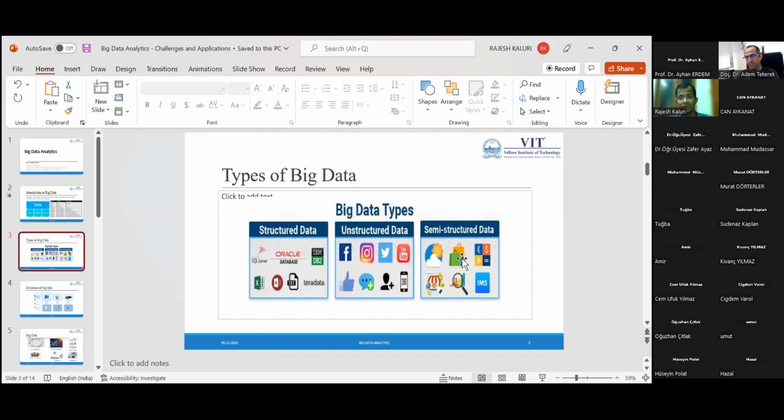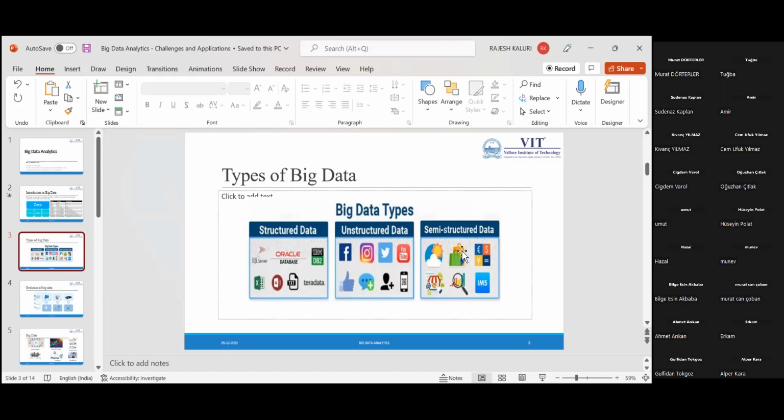And the last one, which is semi-structured. When you see semi-structured, here you can see some examples like graphs, or maybe online shopping. So these are all semi-structured, where you can get the data with some simple techniques, with some simple measures or metrics. But whereas in unstructured data, this is the toughest one.